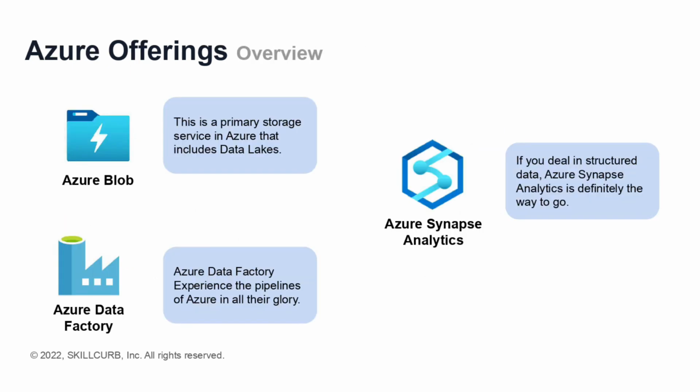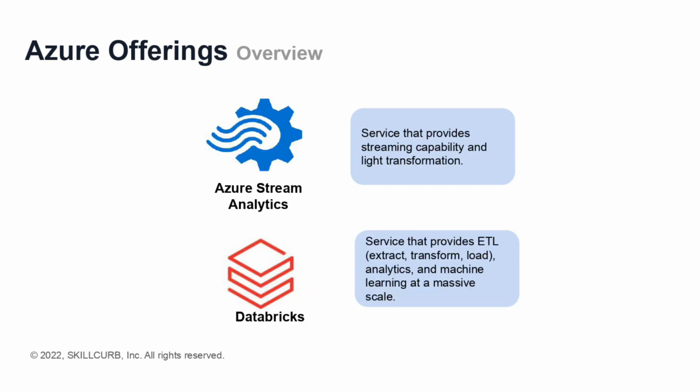Let's take a look at what Azure has to offer and start with Azure Blob. This is a primary storage service in Azure that includes data lakes. Then we have Azure Data Factory, which is Azure's version of a managed pipeline. Then we come to Azure Synapse Analytics. If you deal in structured data, Azure Synapse Analytics is definitely the way to go. Moving on, we have Azure Stream Analytics, which is a service that provides streaming capability and light transformation. And then we have Databricks, which is a service that provides ETL analytics and machine learning at a massive scale.